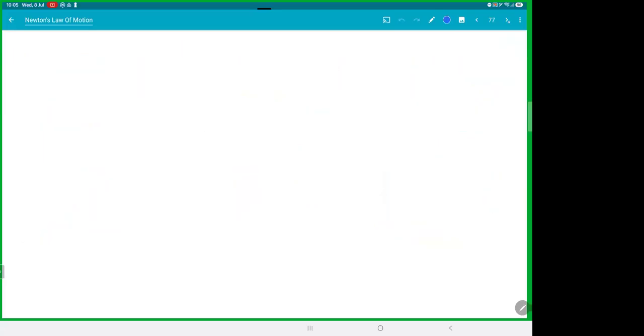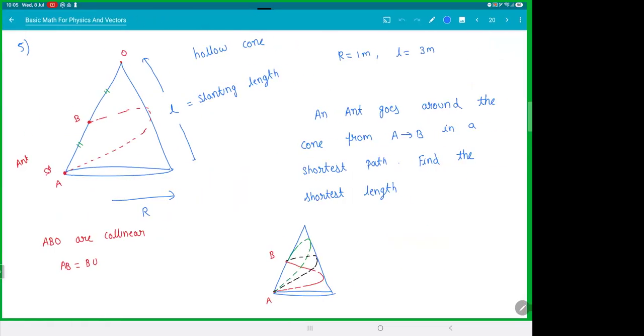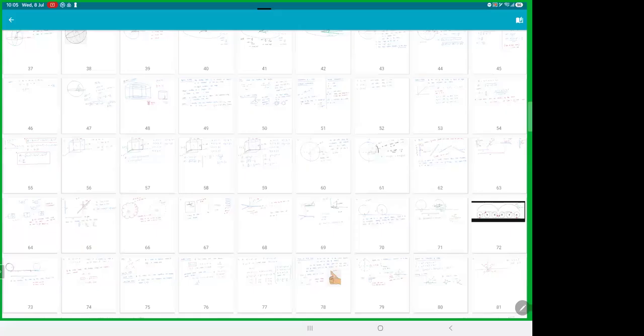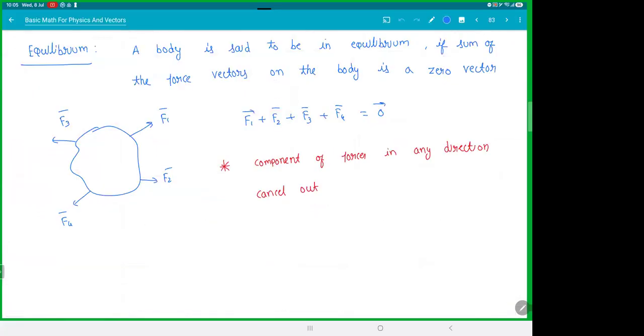Next thing, before jumping into things moving, we will talk about equilibrium. We have already done this a bit before in vectors, equilibrium, right? I'll just bring it from there. If you remember, we did this thing in resolution of vectors.